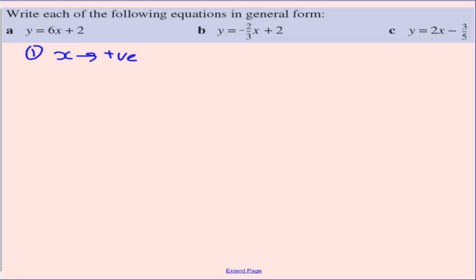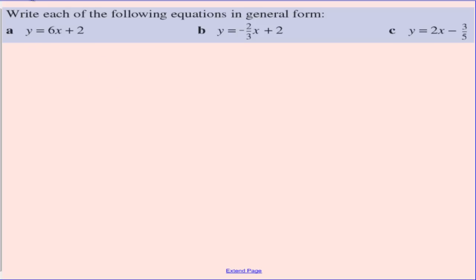So we need to keep step 1, x must be positive. That is what we need. And step 2 means all coefficients have to be whole numbers. They're the two steps we're working towards, x being positive and all coefficients being whole numbers.